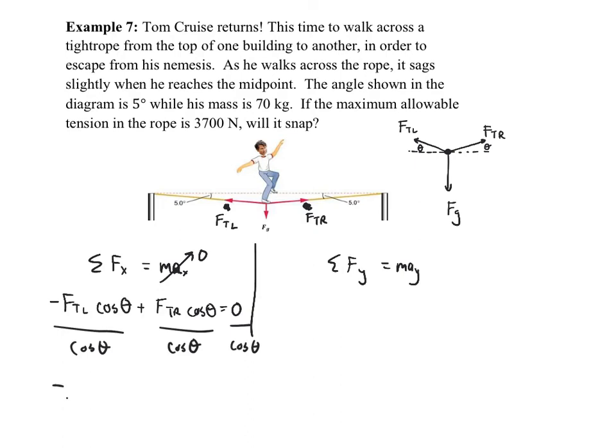This becomes negative FTL plus FTR equals 0. That's the result. That result is really important. Why is this result so important? What does this signify?